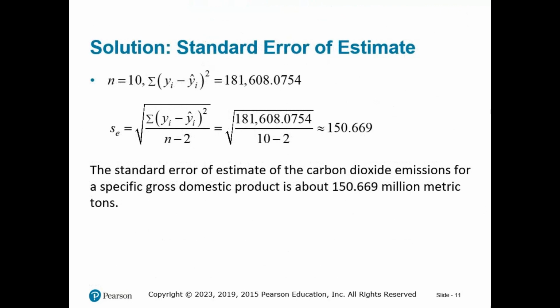You should have come up with 181,608.0754. When we put this in with our value of n at 10 and take the square root, we get a standard error of estimate of 150.669. We can interpret this as the standard error of estimate of the carbon dioxide emissions for a specific gross domestic product is about 150.669 million metric tons. What this means is that it's deviating 150 million metric tons for a specific gross domestic product.